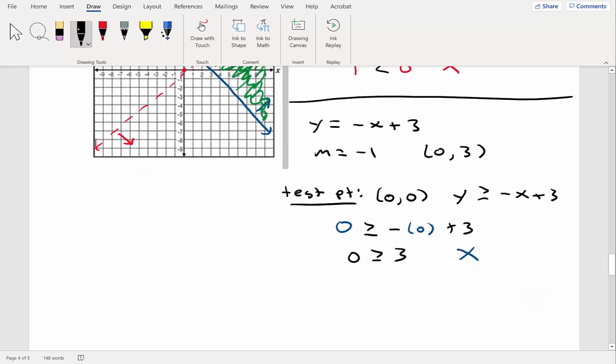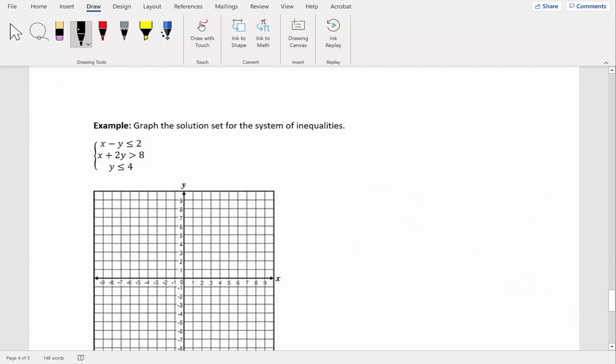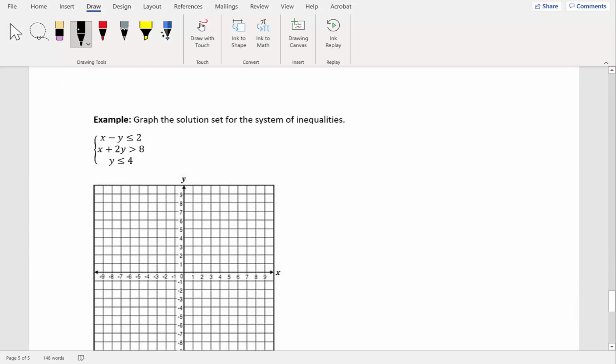Now let's go ahead and take a look at one more problem. This time we have 3 inequalities. I'll put the first one as my black graph. So let's go ahead and change the inequality into an equal sign. So we have x minus y is equal to 2.